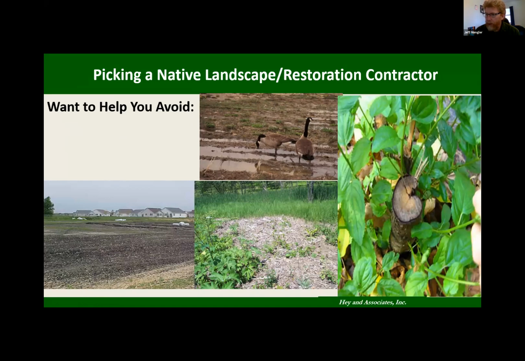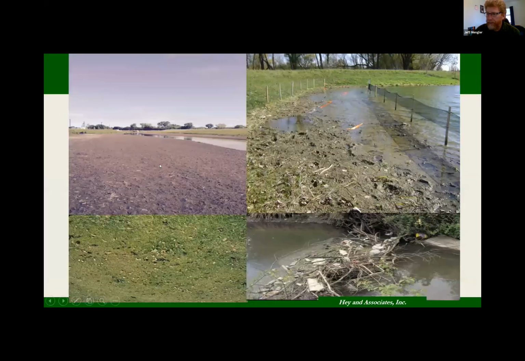You want to avoid these situations where things ran amok, the seeding didn't come up, the plants didn't survive, the geese came in and ate them all. The far right picture is what happens if you cut out your invasive brush, but you don't treat the stump with an herbicide, you end up with a problem worse than you started. And so you want to avoid these things. We all know what causes the landscapes to look like these. These are caused by our friends, the geese.